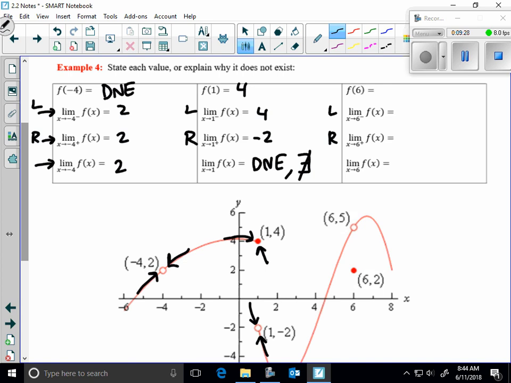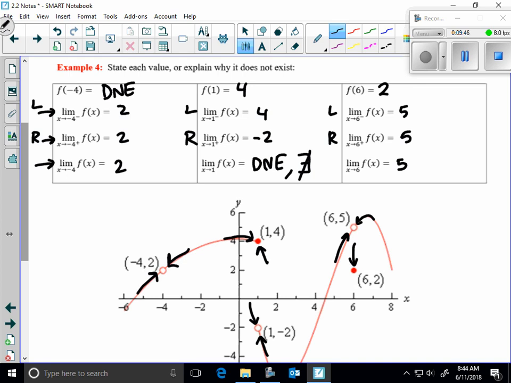So as x approaches 6 from the left, we get 5. As x approaches 6 from the right, we get 5. As x approaches 6, what is the limit? It is 5. But what is the output for f of 6? The output for f of 6 is 2.